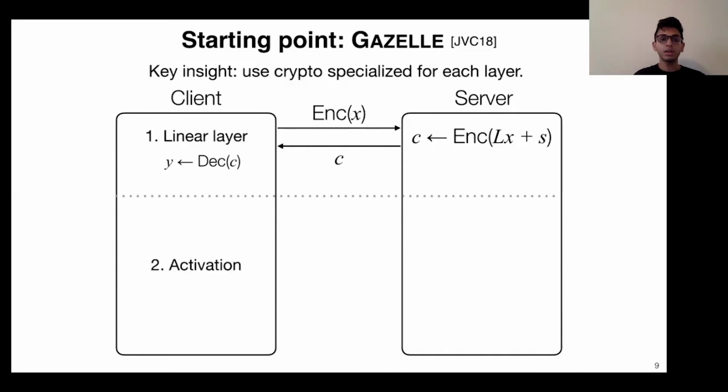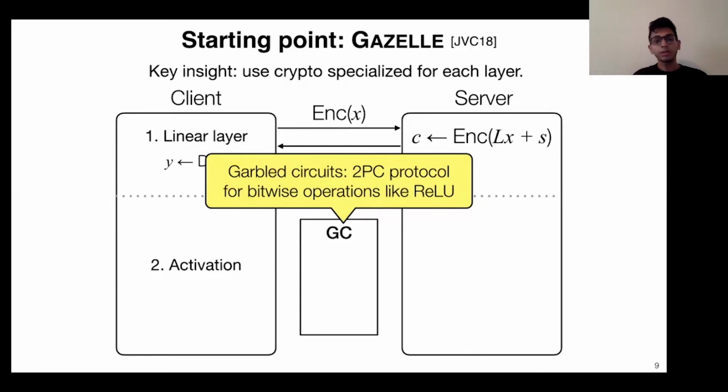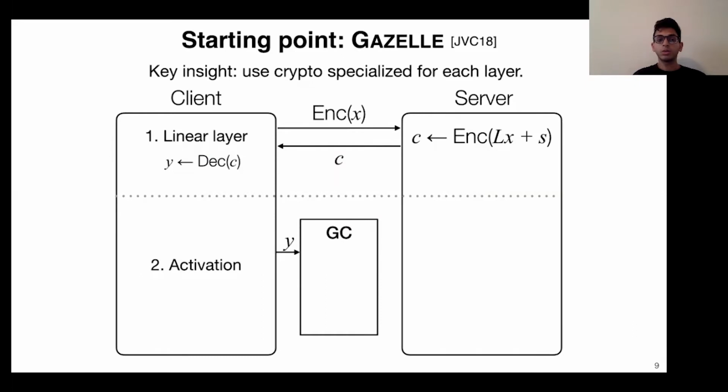Next, to evaluate nonlinear layers, GAZELLE uses garbled circuits. This is because garbled circuits are very efficient for bitwise operations like those required by ReLU. The client provides its input y, and the server provides its input, the mask S. The garbled circuit undoes the mask and obtains the linear layer output Lx, applies ReLU, and finally outputs an encryption of ReLU of Lx so that the client and server can go ahead and compute the next linear layer in the protocol. This continues until you reach the end of the network and obtain the final prediction.